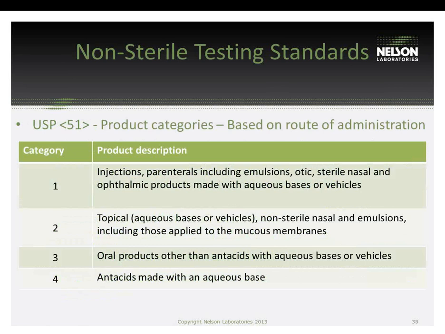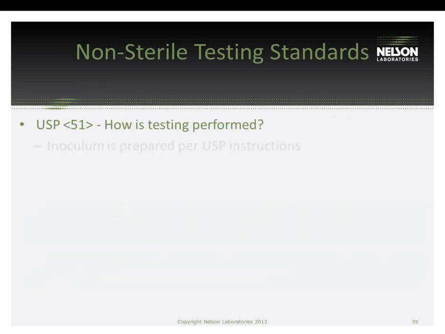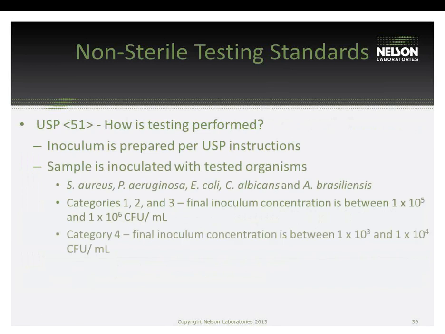In the USP, the testing is broken up into 4 categories based on route of administration and risk. So category 1 is sterile products: injections, sterile nasal, eye drops. Next are non-sterile products that are topical, anything that's included with mucous membrane. And then 3 and 4 are oral products. As we covered before, those are a lot lower risk.